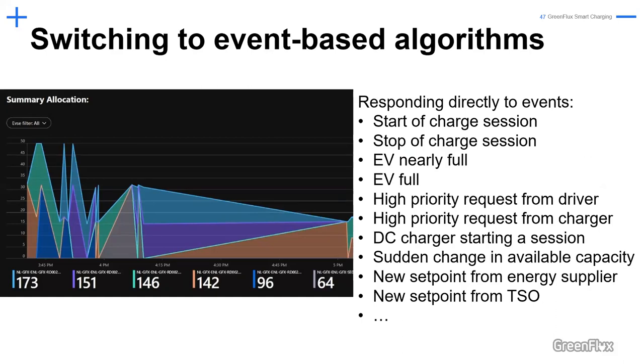So, the easy things are whenever a session starts or stops, we can react to that. When EVs are nearly full or full, we respond directly to high priority requests, either from a driver or a charger, but also do more smart grid integrations, like put DC charging stations in the same network as AC chargers, or when there's a sudden change in available capacity from a grid operator, maybe a power line went down and the power needs to ramp down immediately within a second. So the scenarios that we can support become much more interesting also towards the transmission system operator or the balance responsible parties. So this is a learning that we took that was very important, but not that easy also.